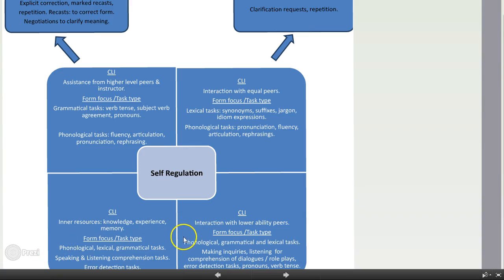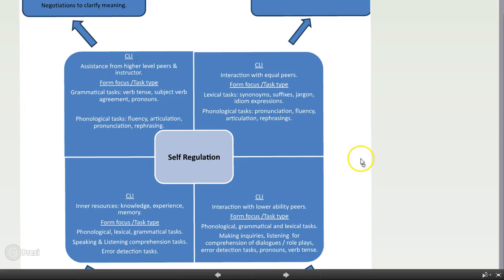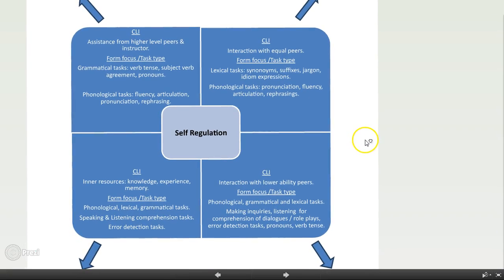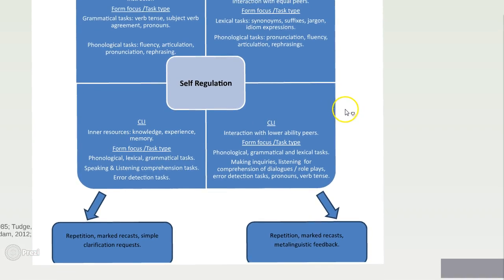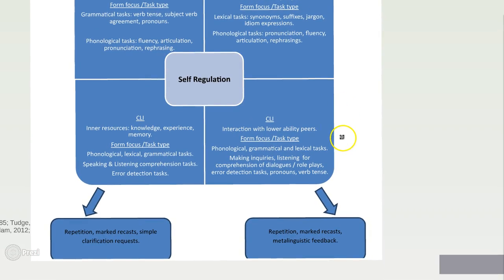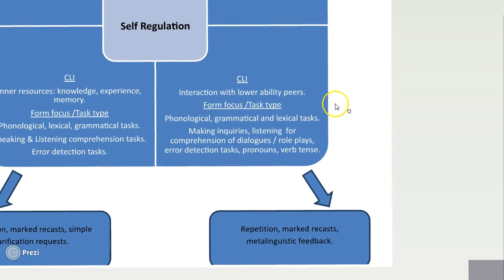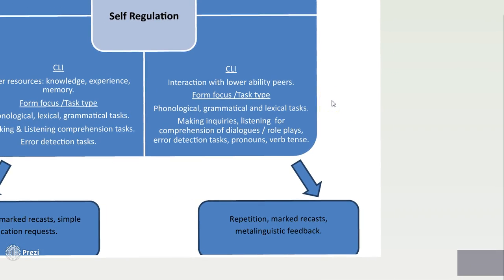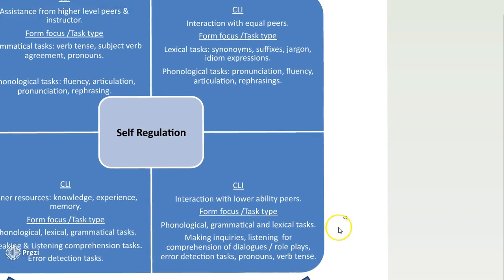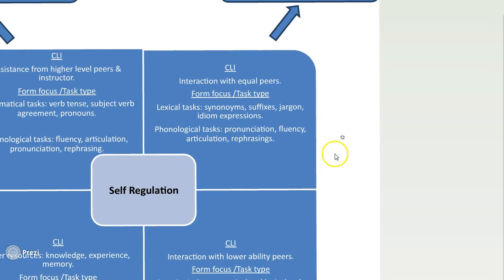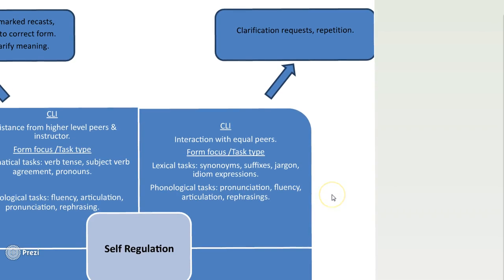Within each section you can find a description of phonological, lexical, and grammatical language types that you might be focusing on. For example, in the sector of interaction with equal peers, students might be working on a lexical task such as synonyms or suffixes using jargon or idiomatic expressions, or they might be working on pronunciation fluency, articulating their thoughts and ideas, or even rephrasings. When students are working with equal peers, the most appropriate feedback type to use would be a clarification request or a repetition.